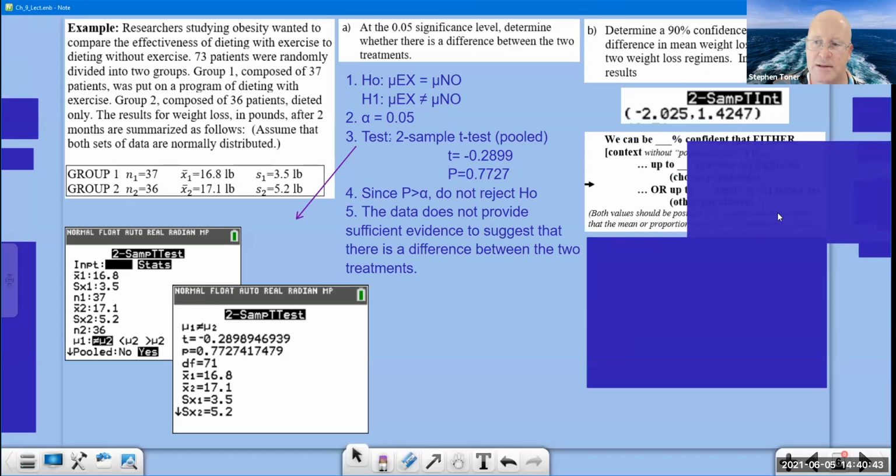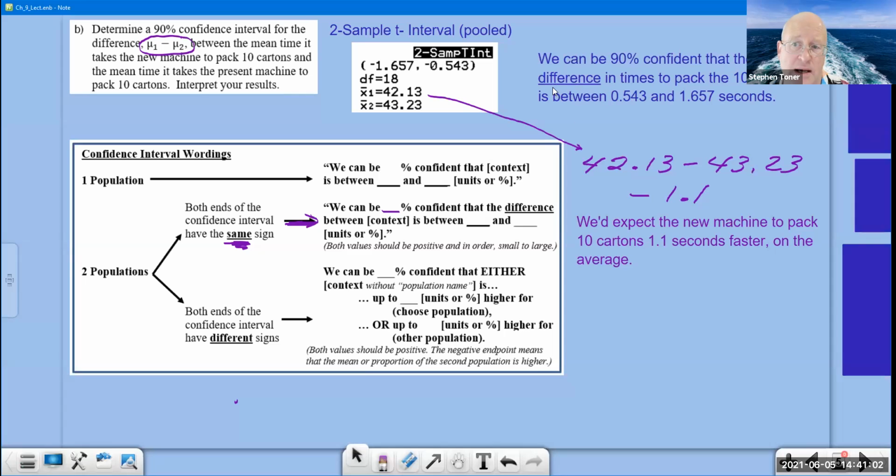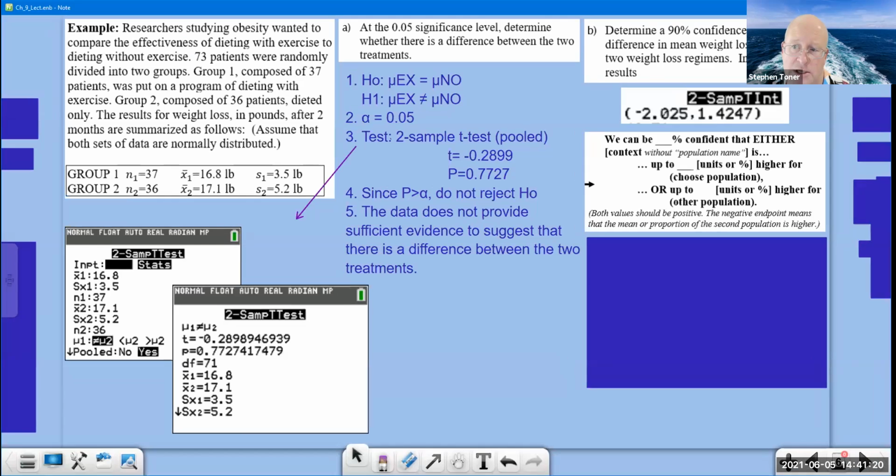If you go back to the cheat sheet I gave you here, this is our boilerplate language for how we're going to word this conclusion. Okay, now I'm going to make several key points here. On the previous problem, when we worded our confidence interval, notice I underlined the word difference. We can be blank % confident that the difference is between here and here. The word difference is part of the different signs, but we don't use the word difference in our explanation over here at the right. That's one thing I want to call to your attention.